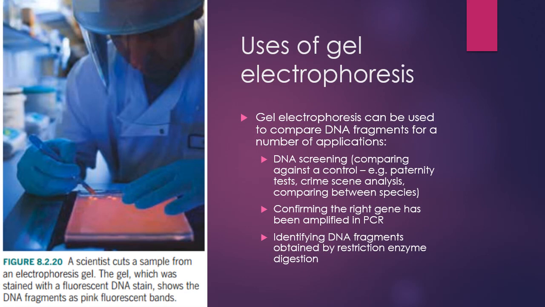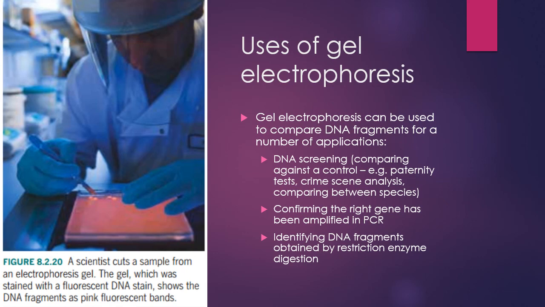So gel electrophoresis is used for comparing DNA. It could be used for DNA screening, so comparing against a control. It could be for paternity testing, crime scene analysis, comparing between species. It can be for confirming that you've actually isolated the correct gene in PCR. So like I said, if you were looking for a gene that's 850 base pairs, you can run your electrophoresis and hope that your bar comes out at 850 against the DNA ladder.